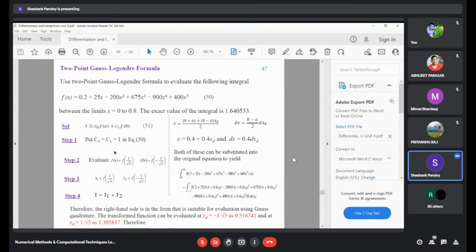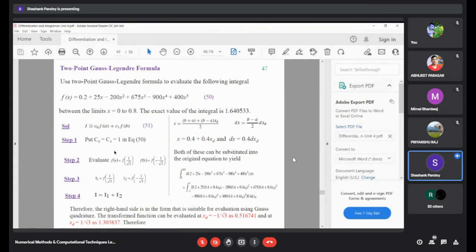Now in this 2-point Gauss-Legendre formula, we will remember that the value of the function is evaluated at two extreme points, that is f of 1 by root 3 and f of minus 1 by root 3, and we then add these two values. So using this change of variable approach, we will substitute x equal to 0.4 plus 0.4 xd, and the differential element is given by 0.4 dxd.